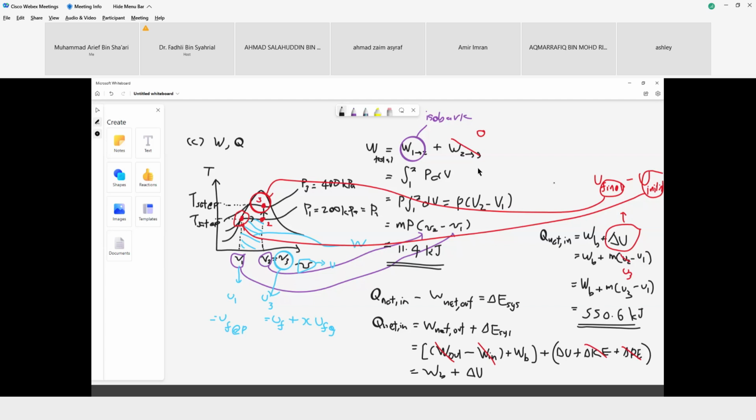So you know how to read the table, how to get the data from the tables, and know how to draw TV or PV diagram, know how to analyze the diagrams. After that, summarize all the equations as well as the steps on how we solve the problems.